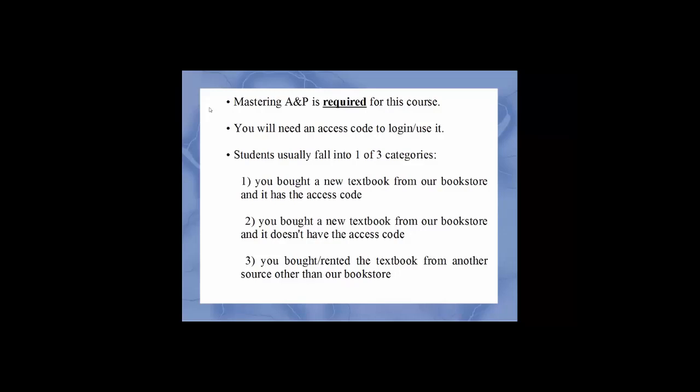Secondly, you will need an access code to log in and to use Mastering A&P. Now, students fall into one of three categories typically when it comes to this software. One, you bought a brand new textbook from the bookstore on campus and it has the access code with it. Or two, you bought a new textbook from the bookstore and it doesn't have the access code. Or three, you have either rented the book or you bought the book from someplace other than our bookstore. Kindle, Amazon, so on. So we'll go over what you need to do in each of these situations.